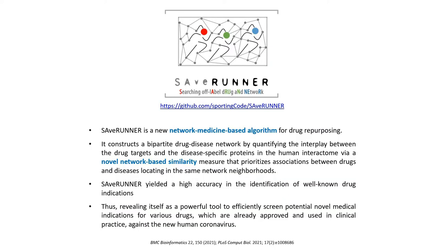And with this in mind, we developed SaveRunner, a network-based algorithm for drug repurposing that quantifies the interplay between the drug target and the disease gene in the human interactome by implementing a new similarity measure that rewards those associations that are located in the same network neighborhood. The algorithm has been developed in R, so here you have also the link to download the source code, and it's freely available. The idea behind SaveRunner lies on the hypothesis that the target of a drug and the gene associated to a disease, when mapped on the human interactome, could be near. We quantify this vicinity, this proximity, as an average shortest path between the drug module and disease module.